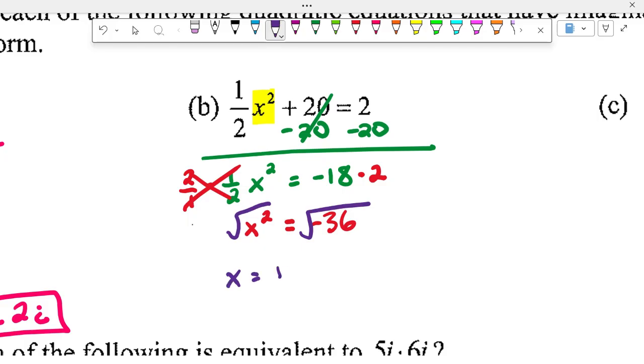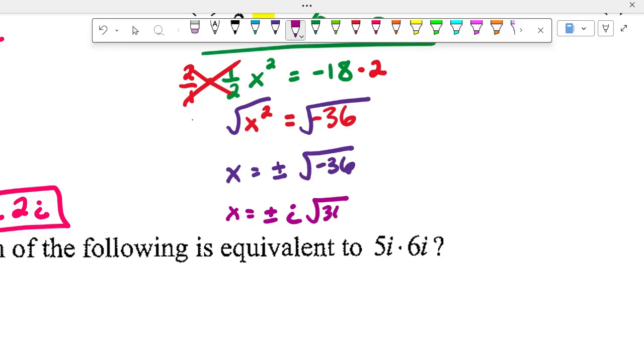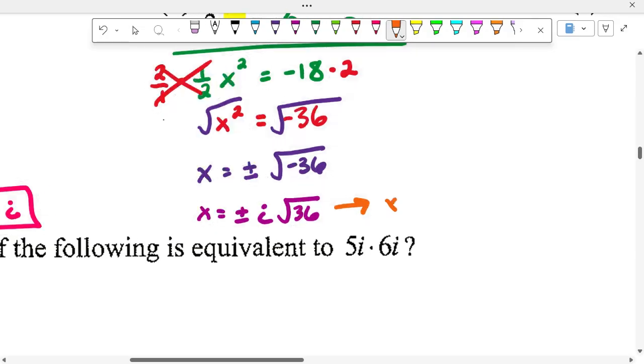Now, since the x squared is by itself, take a square root. x is equal to plus or minus the square root of negative 36. Now, we need to simplify that radical. We have a negative under the radical, so what do we do first? Take the i out. So x is equal to plus or minus i square root of 36. We know what the square root of 36 is, right? 6. So x is equal to plus or minus 6i.